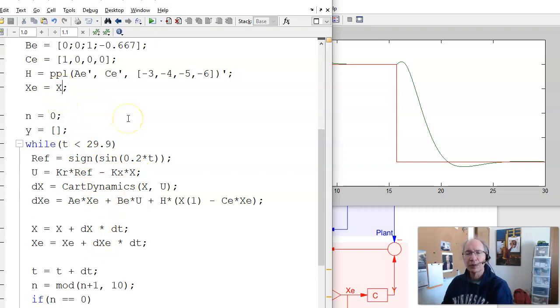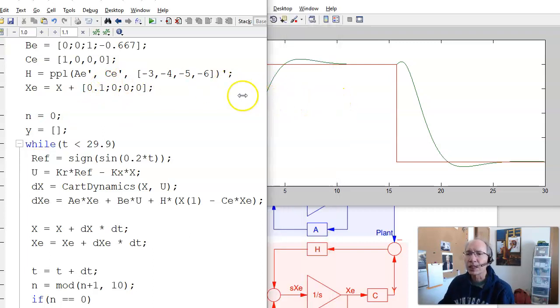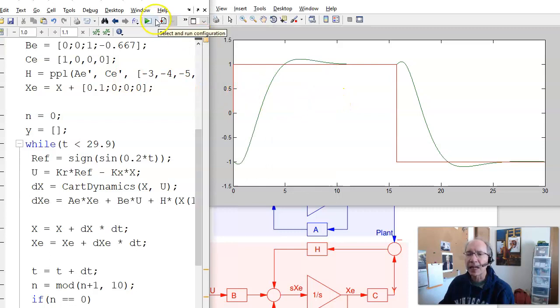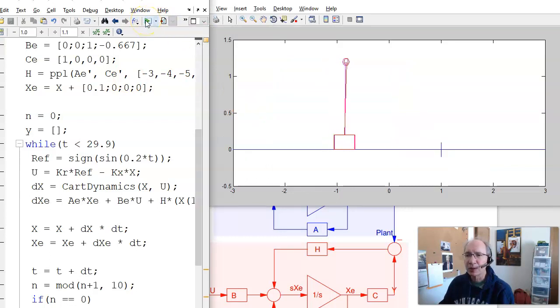Now if the observer states are a little bit wrong, let's just move it over by 0.1. So the initial observer is 0.1 off in position. Here's what it looks like. Again, I'm feeding back the actual states so it'll be stable. The observer ought to track, and the observer is in magenta.